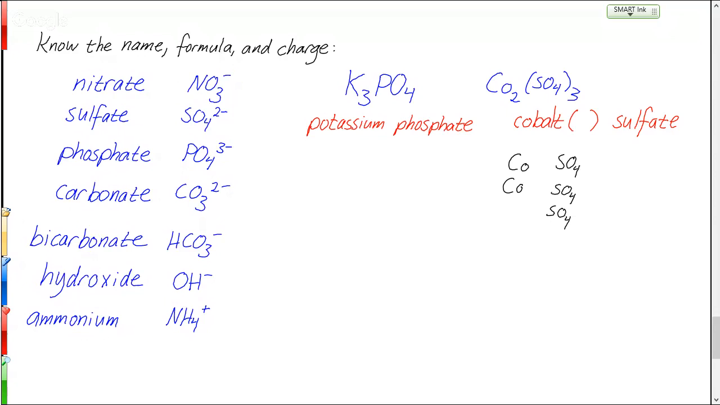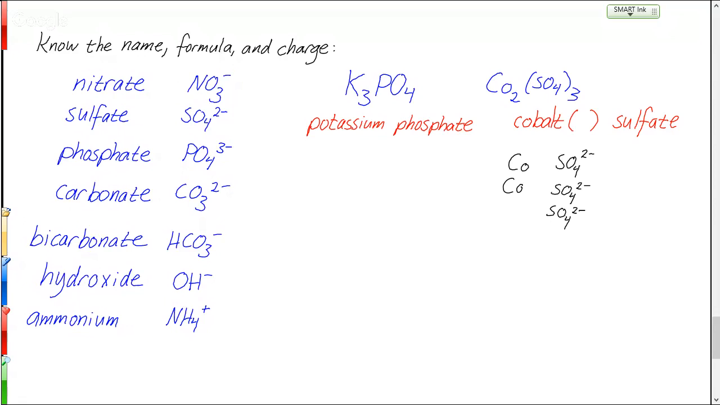Each sulfate is -2. Again, there's no way of figuring that out. You just have to know that the sulfate ion has a charge of -2. That's the only way you can get that. So for now, we look at our list on the left, but next week, you'll just have it in your head. And then we fill it in.